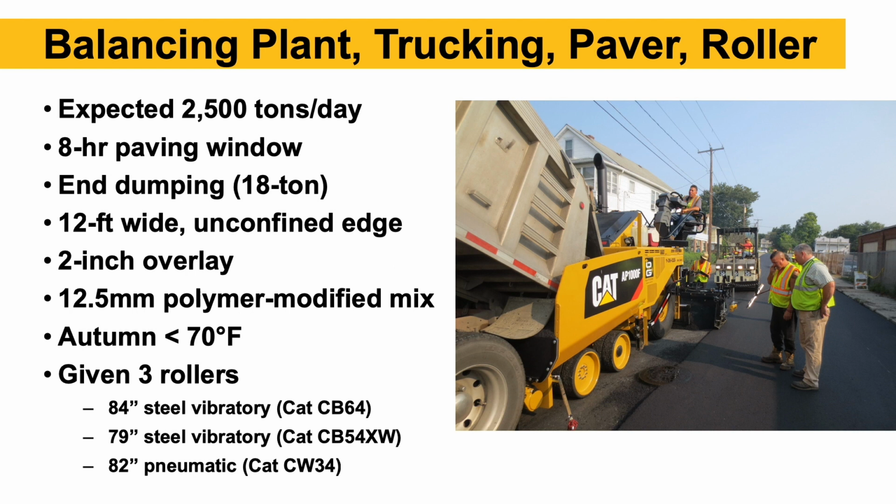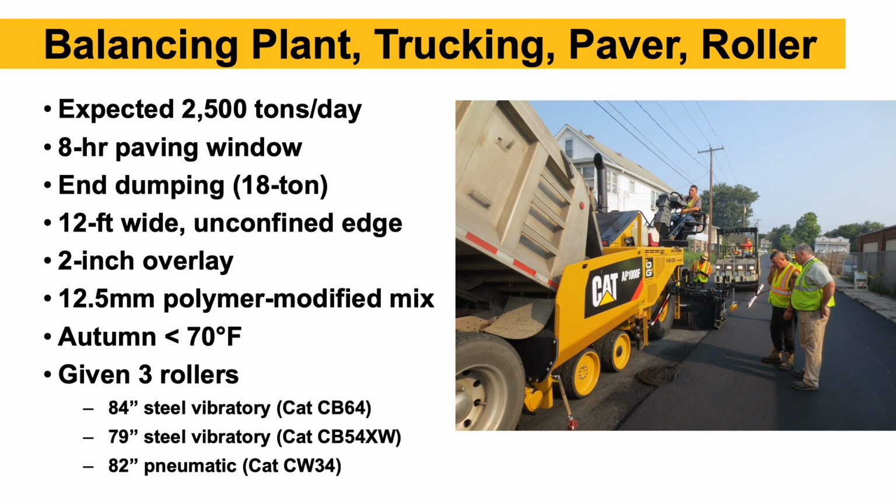So again, continuous paving is our goal. To do that, we want to balance our plant output, so however many tons per hour we can get from the plant, our trucking, our paver speed, and our roller speed. As an example, this job, 2,500 tons per day is what the estimators bid. The plant says they can deliver that. We've got an 8-hour paving window.